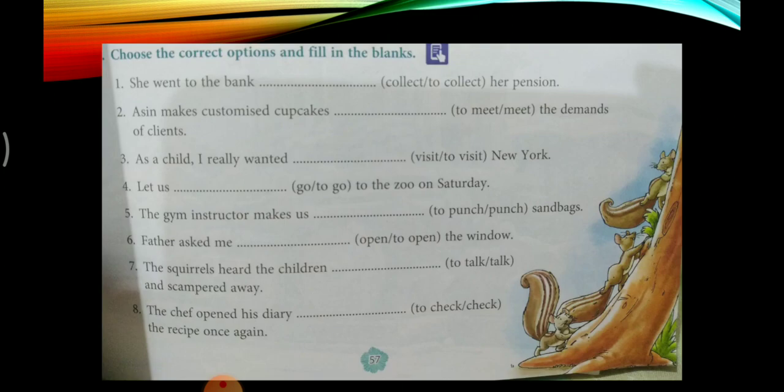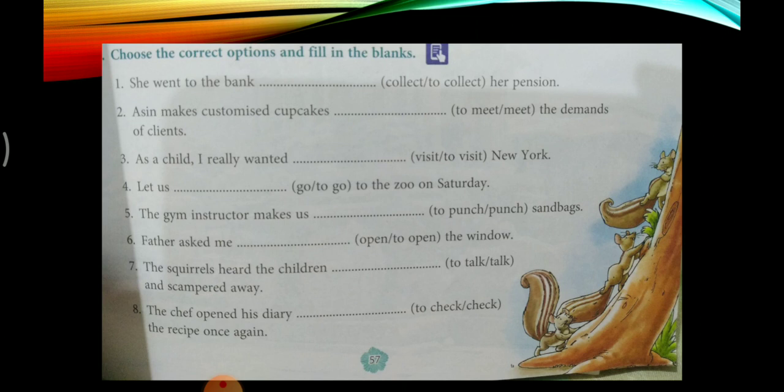Now, time for the exercise on page number 57. Choose the correct options and fill in the blanks. Let's try to solve it. She went to the bank to collect her pension. Asil makes customized cupcakes to meet the demands of the clients. As a child, I really wanted to visit New York.